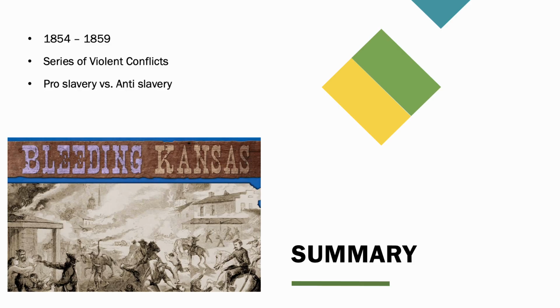Bleeding Kansas was a series of violent conflicts that occurred between 1854 to 1859. The violent conflicts took place in the Kansas territories between pro-slavery and anti-slavery settlers. These conflicts included massacres like the Potawatomi Massacre, the sacking of Lawrence, and the Brooks Summer Incident. All of these conflicts ultimately led to the much larger Civil War.